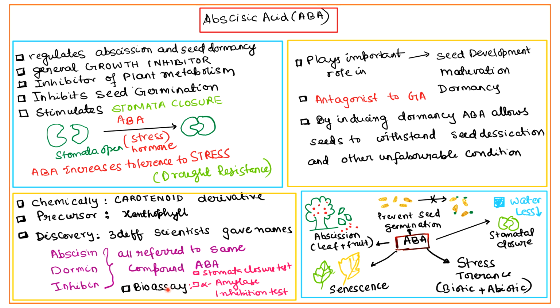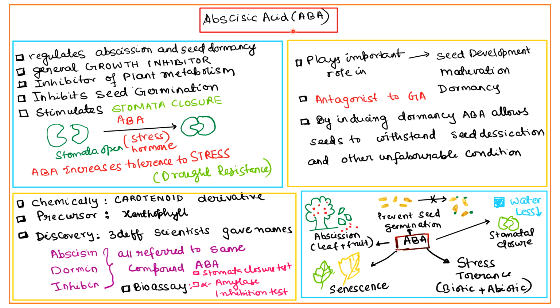The bioassay test for it is, there are 2 tests we have for abscisic acid: stomatal closure test, because it induces a closure of stomata, as well as alpha amylase inhibition test, because abscisic acid counteracts action of gibberellic acid and reduces the activity or inhibits the activity of alpha amylase enzyme. What is this alpha amylase action? You know, alpha amylase is used in seed germination. As abscisic acid inhibits seed germination, alpha amylase inhibition test is also used for its bioassay.